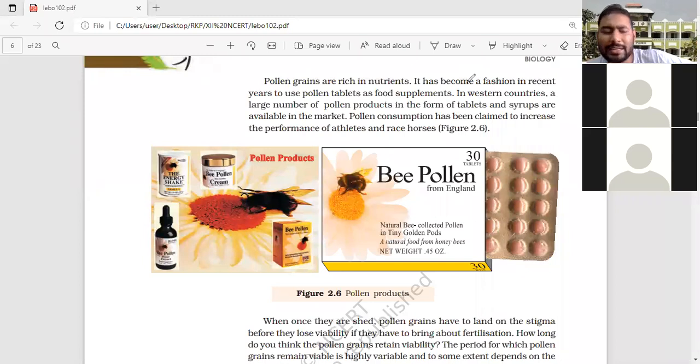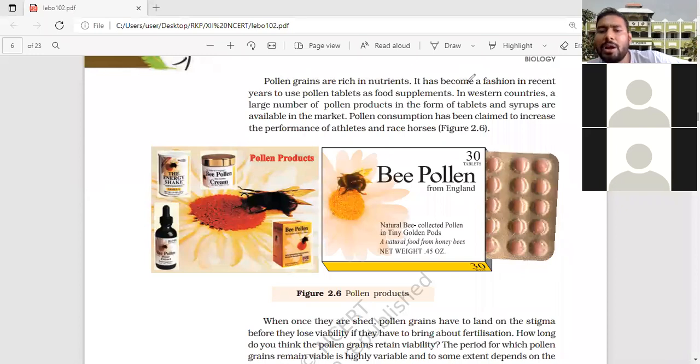You must have seen one story, that is the dope test. Can anyone tell me what is the dope test? Anybody, do you know about the dope test? Ritarani, Nandana, anyone? I think you don't know.